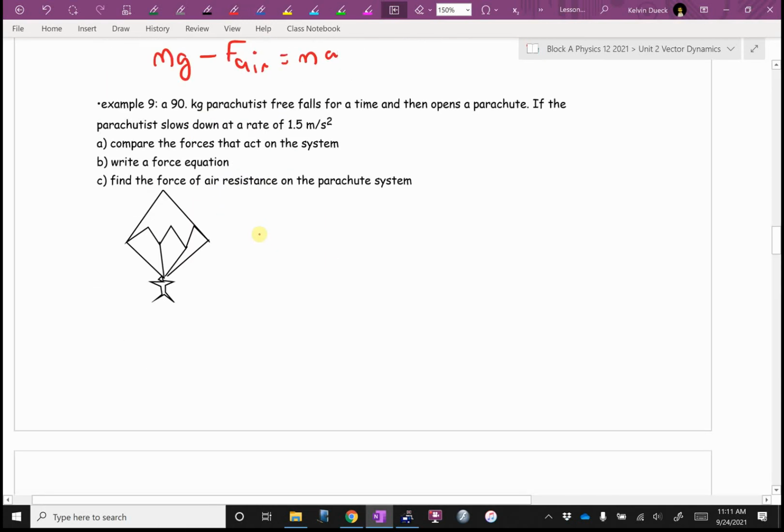A 90-kilogram parachutist free falls for a time and then opens the parachute. The parachutist slows down at a rate of 1.5 meters per second squared. A says, compare the forces that act on the system. That's physics speak, or physics code, for draw a free body diagram. So here's the parachutist. What are the forces acting on this parachutist? Get the obvious one. Which way? What else? Air resistance, which way? Bigger, smaller, or the same size as mg? Bigger. Smaller.